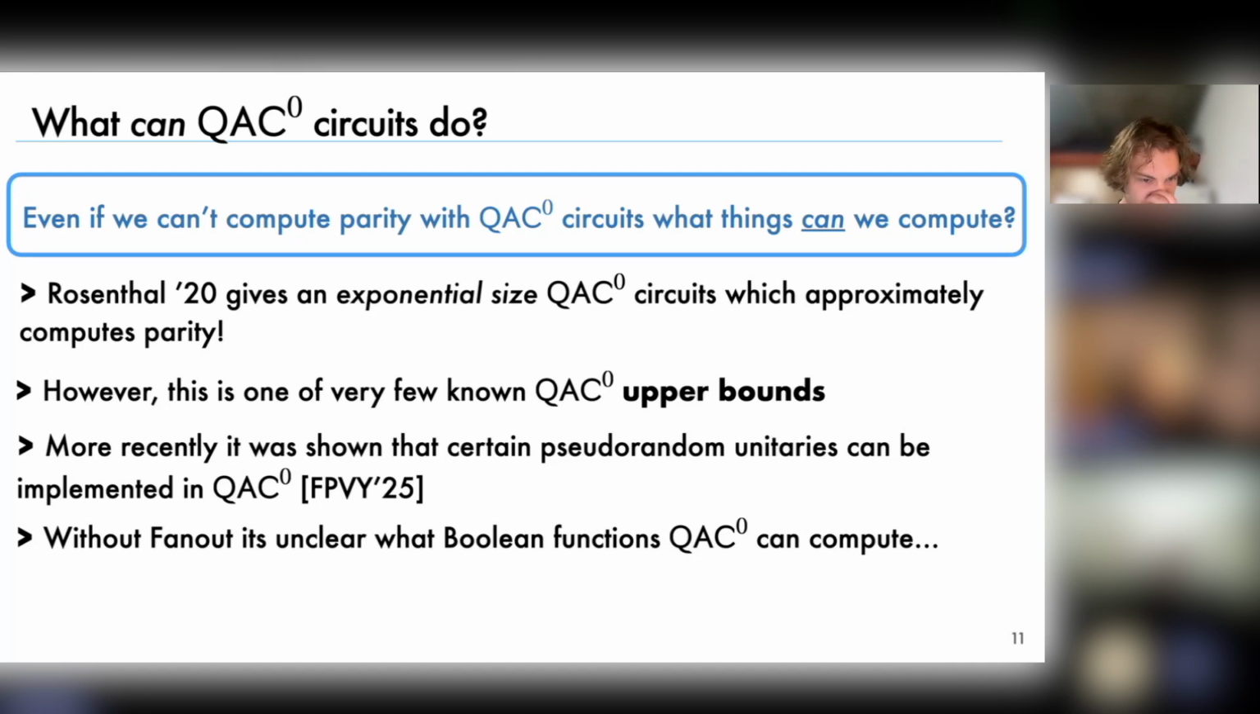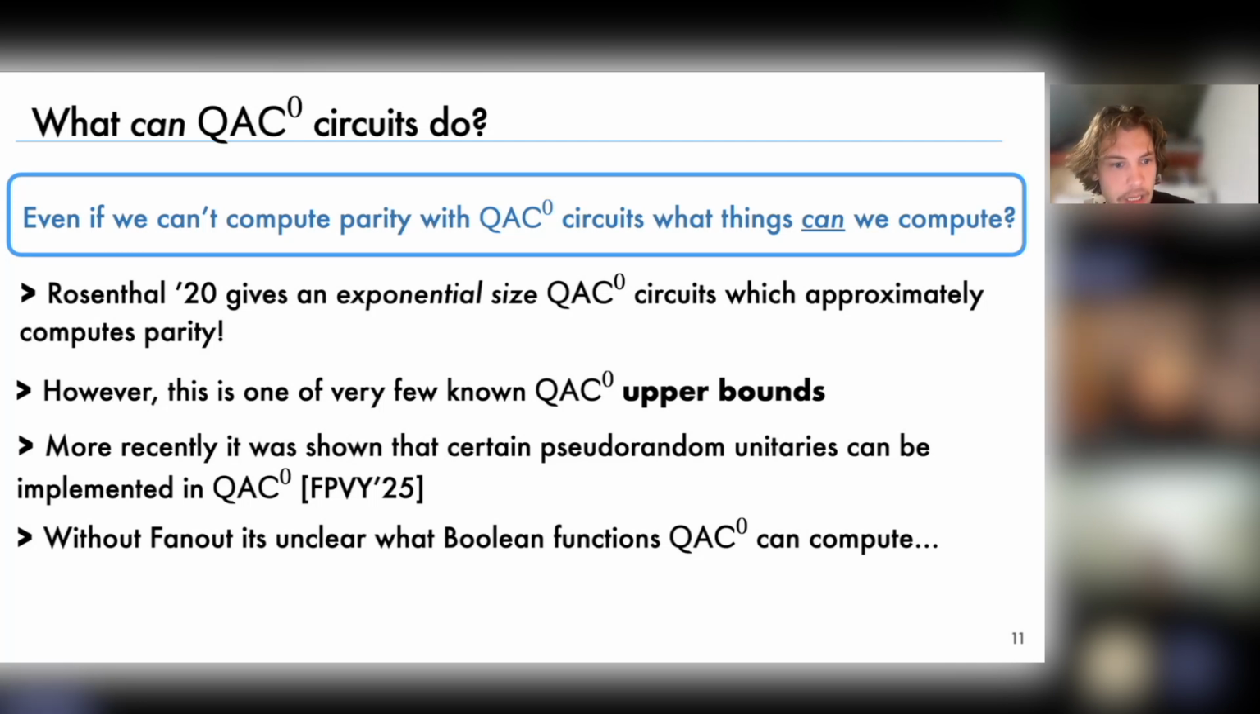Just to clarify, is that a corollary, that if you have exponential sized QAC0, then you can essentially apply poly-sized fan out? Is that an intermediate lemma in the proof? Yeah, just because parity and fan out are essentially equivalent. Okay, got it. Thanks. Yeah, good questions.